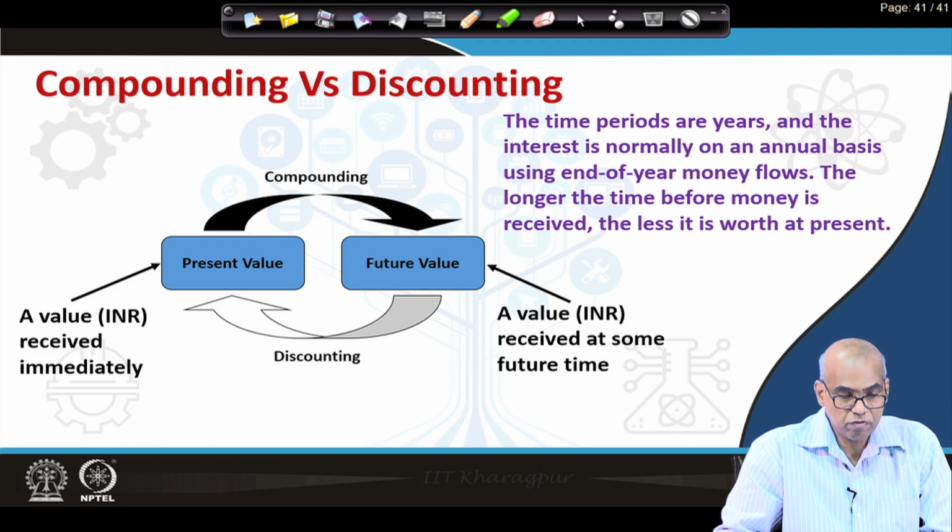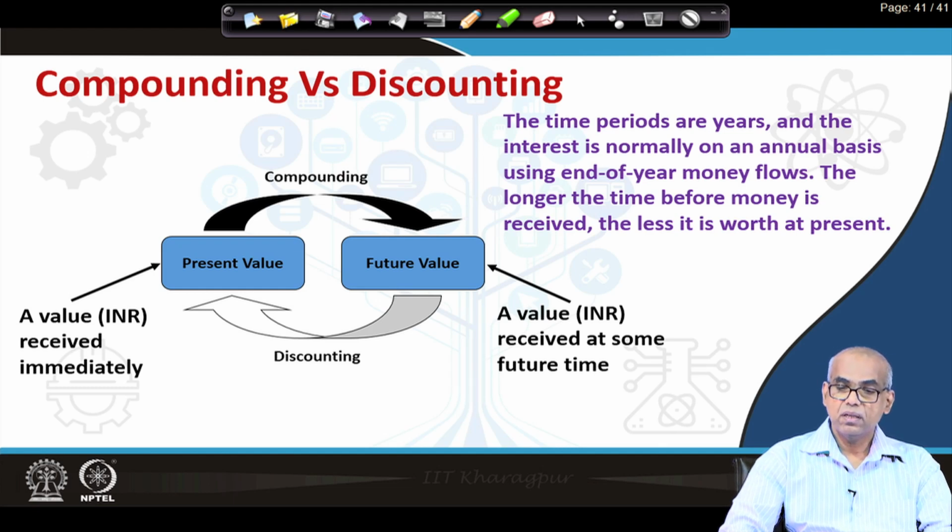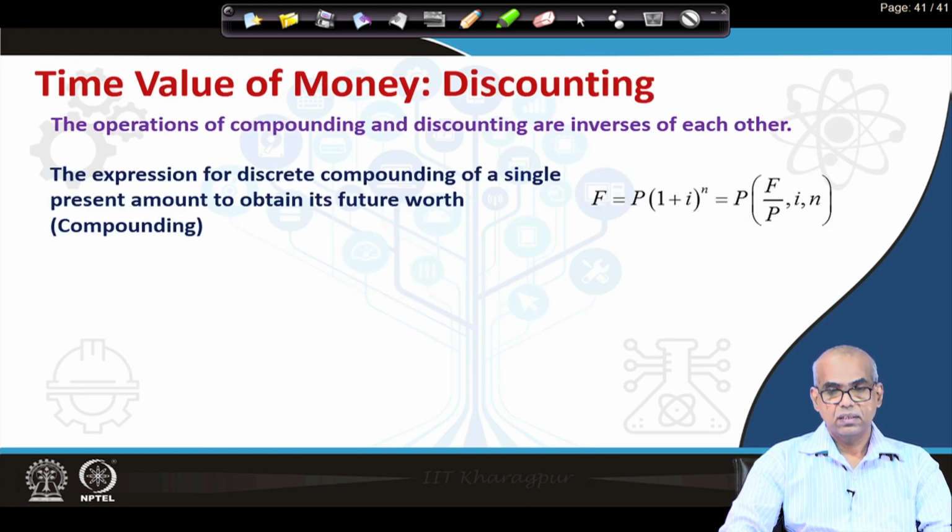Present value refers to the value received immediately, future value refers to the value received at some future time. The time periods are years and the interest is normally on an annual basis using end of year money flows. The longer the time before money is received, the less it is worth at present. Now, let us look at the expressions for the discounting. The operations of compounding and discounting are inverses of each other.